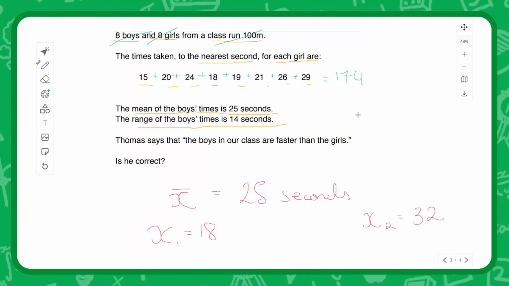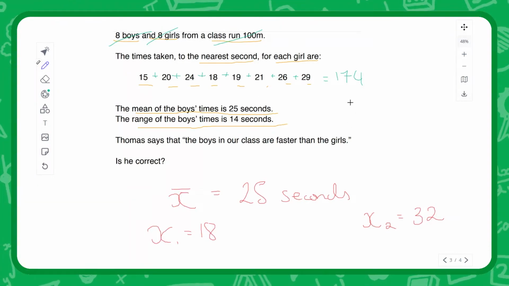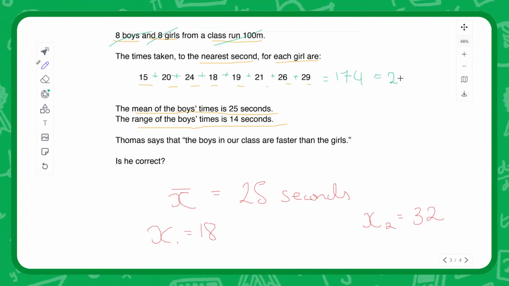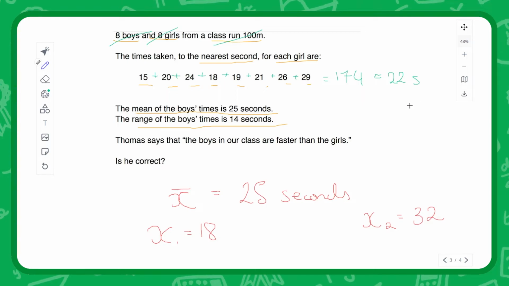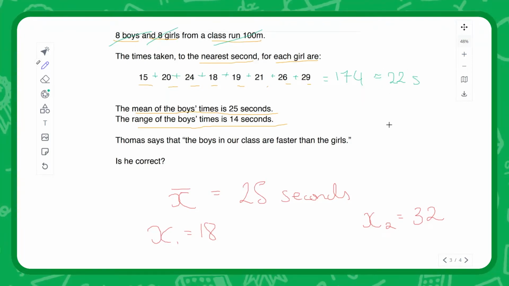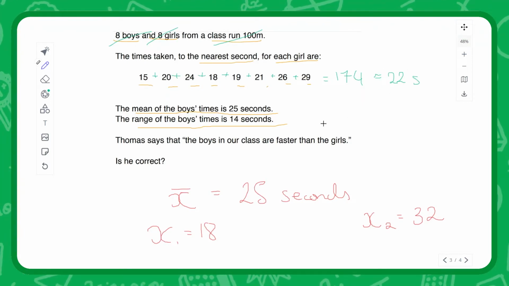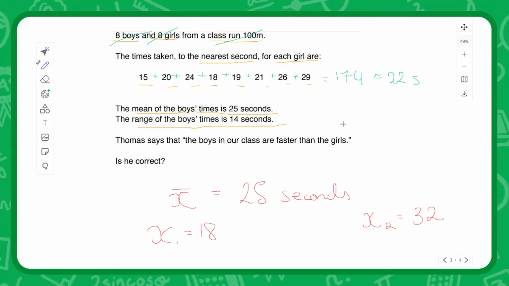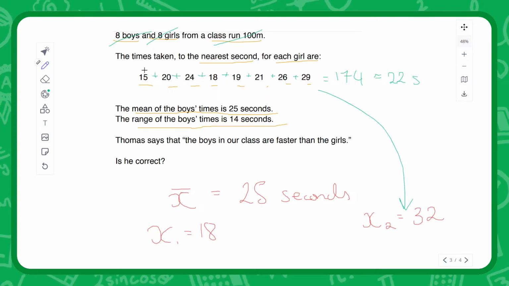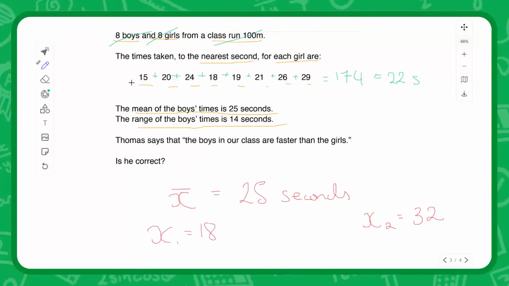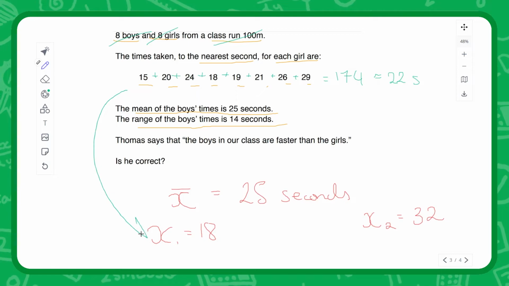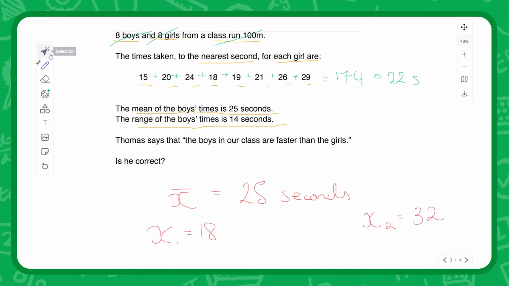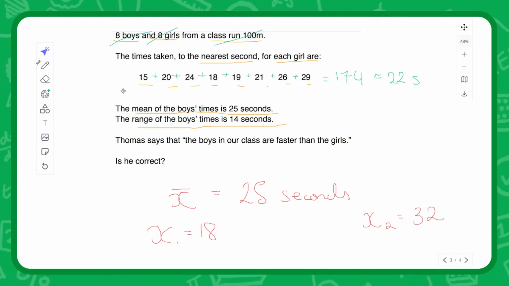We know that there's then going to be 8 of these girls. So that's going to lead us to a relatively sensible value of about 22 seconds, if we're going to round that to the nearest second. So the mean result is going to be a little bit higher for the boys. The largest result is larger for the boys, and even the smallest result is also larger for the boys. So we can make a reasonable assertion that the boys are faster than the girls in the averages that we've selected.